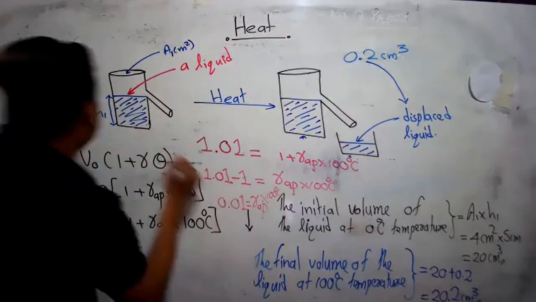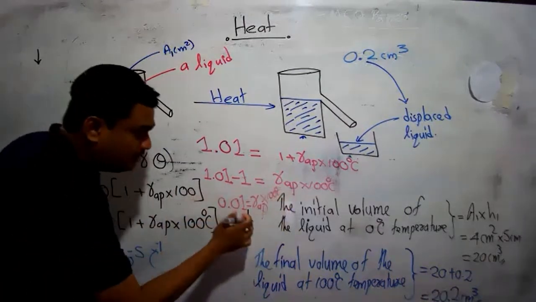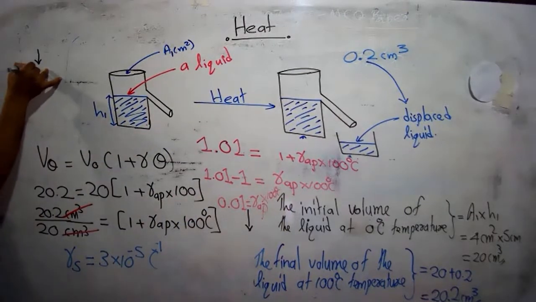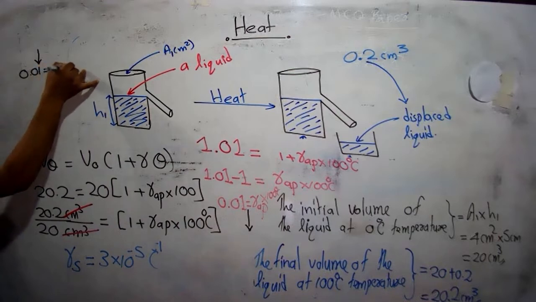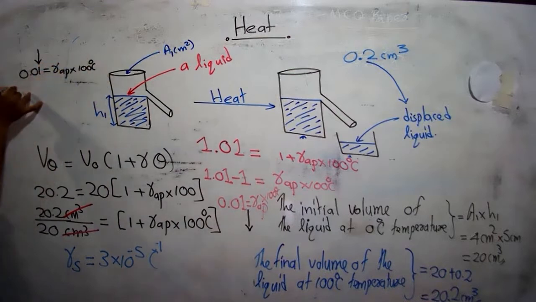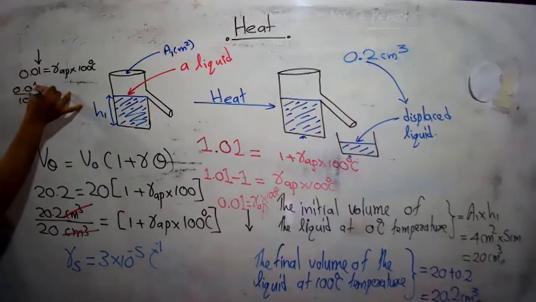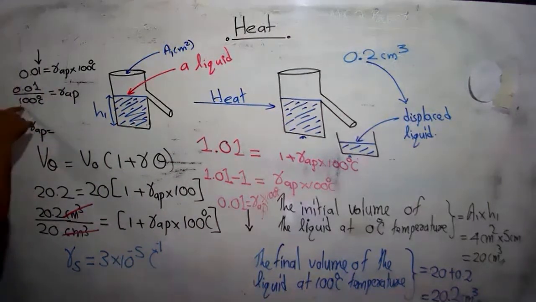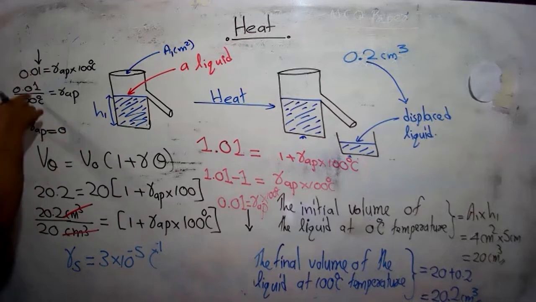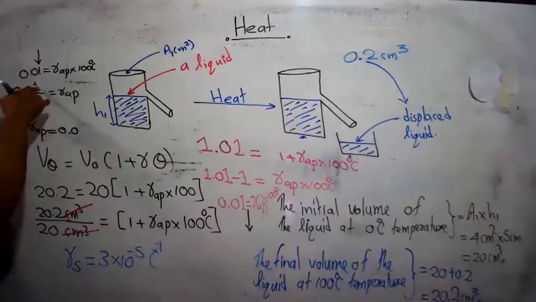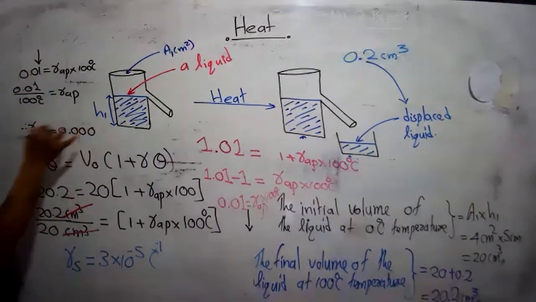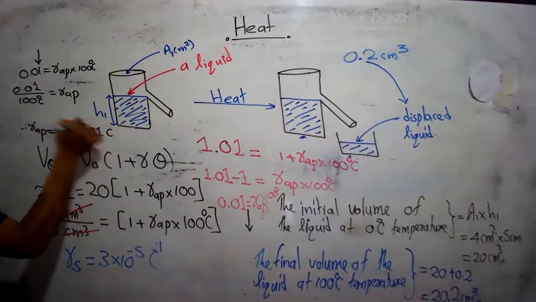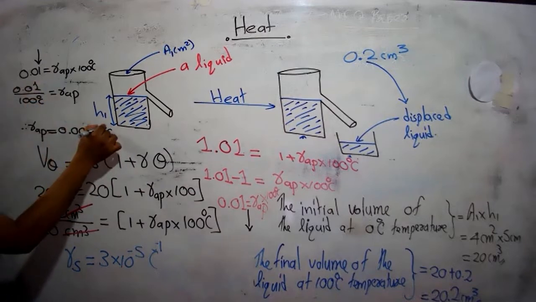After this, I'll write the simplification here. So here we have written 0.01 equals gamma AP times 100 degrees Celsius. If you take 100 degrees Celsius to this side, 0.01 divided by 100 degrees Celsius is gamma AP. So therefore, gamma AP equals 0 divided by 100 is 0, 1 divided by 100 is 0, 10 divided by 100 is 0, 100 divided by 100 is 1. Denominator Celsius comes up as per degree Celsius.